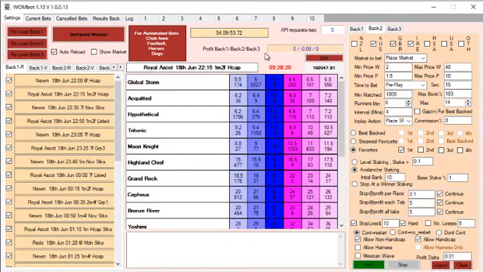And then we have here the profit on the back 1, 2 and 3, and you can see there we've got 0, -8 cents and 0. So they are the three tabs that we're using. And the API request here is just how many requests the bot is sending back to Betfair every second.